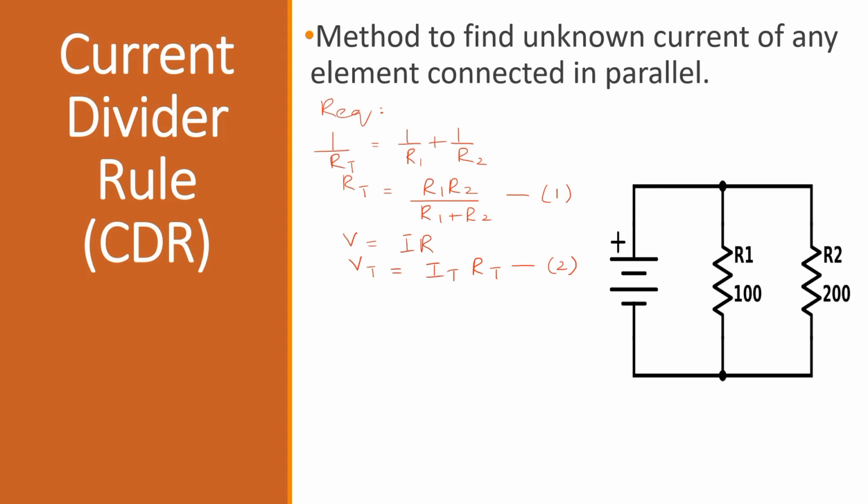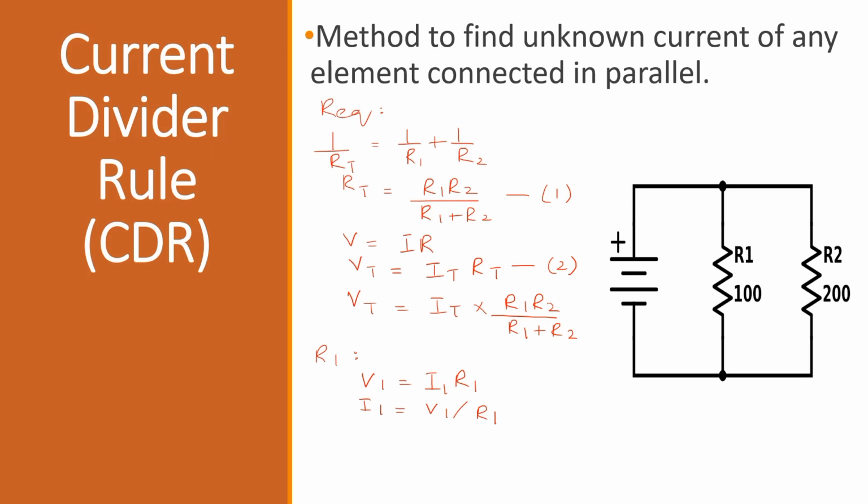Now, we'll put this value of Rt from equation 1 into equation 2. So, we'll get Vt is equals to It multiplied by R1 R2 divided by R1 plus R2. Now, what will be the equation of Ohm's law for resistor 1? It will be V1 is equals to I1 R1, or I1 is equals to V1 divided by R1.